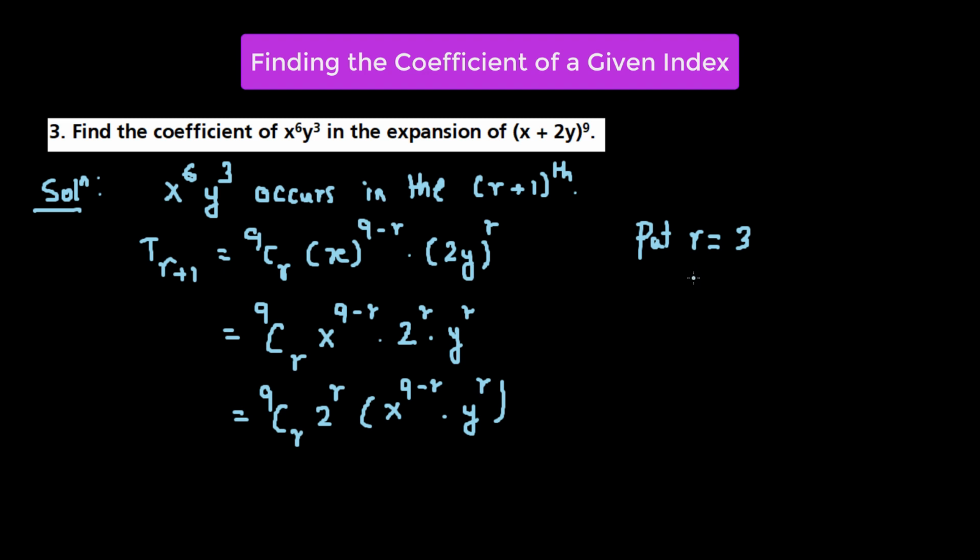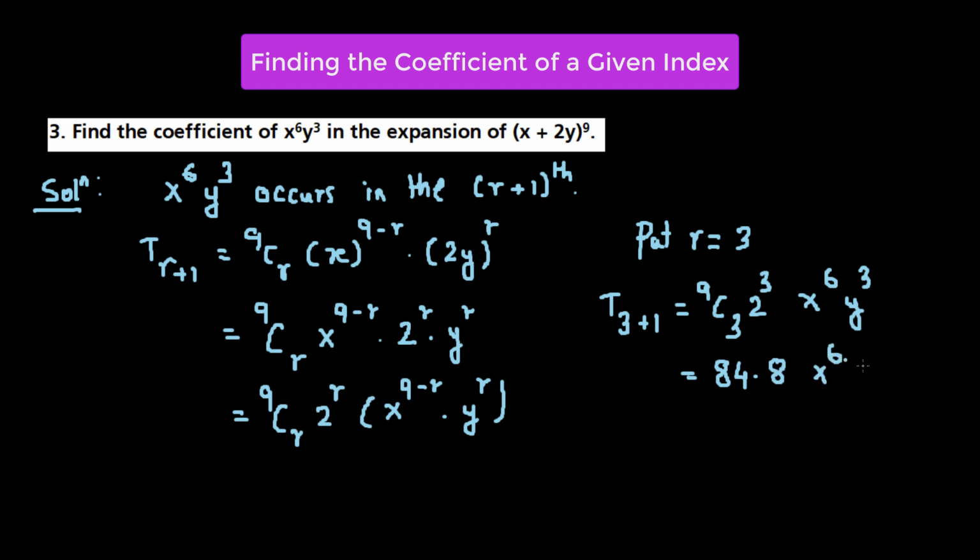So that is the value. So straightforward, we can find the value of r. So that would mean t3 plus 1 is equal to 9C3 times 2 raised to the power of 3 times x raised to the power of 9 minus 3, which is 6, and y raised to the power of 3. So we find the value of 9C3, which is 84, times 2 raised to the power of 3, which is 8, times x raised to the power 6, y raised to the power of 3.